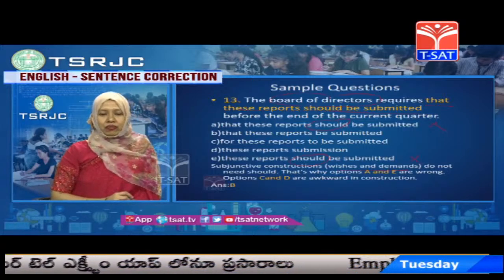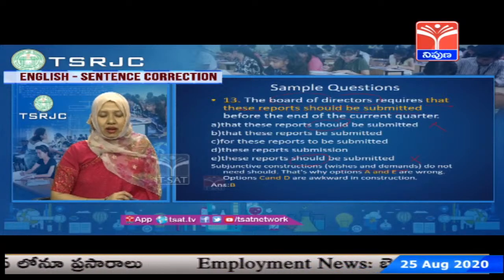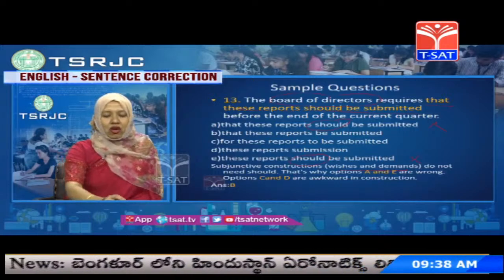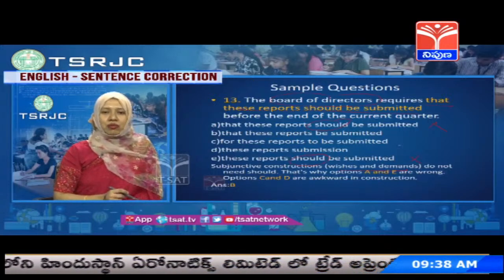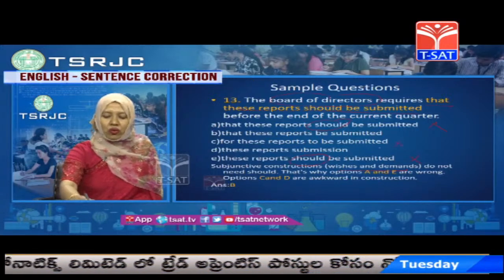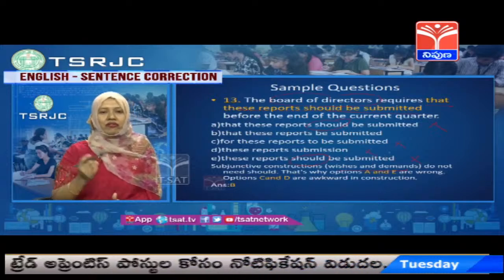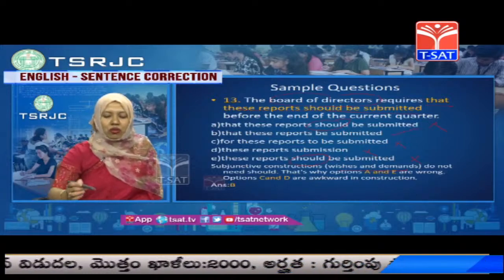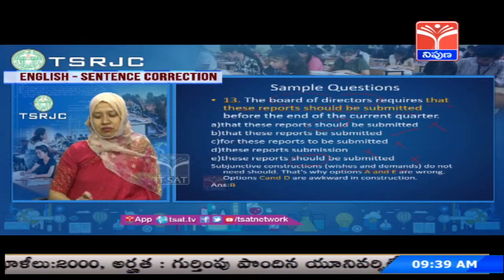Coming to C and D. Option C and D are left. Let us look at option C and D. For these reports to be submitted, these reports submission, these are awkward. These are not correct. Now, we are left with only one option, that is, that these reports be submitted. So, option B is the correct one.